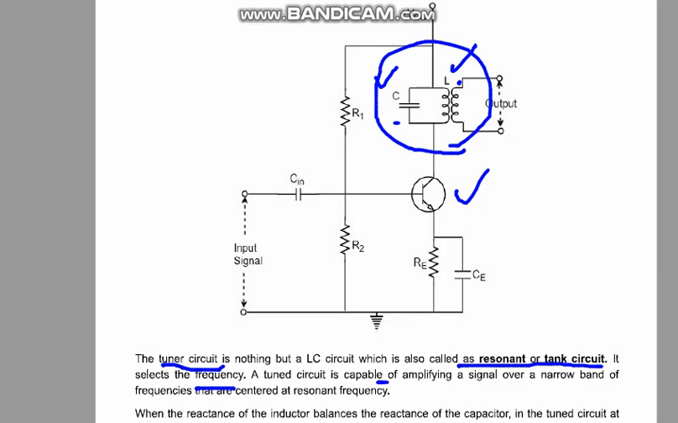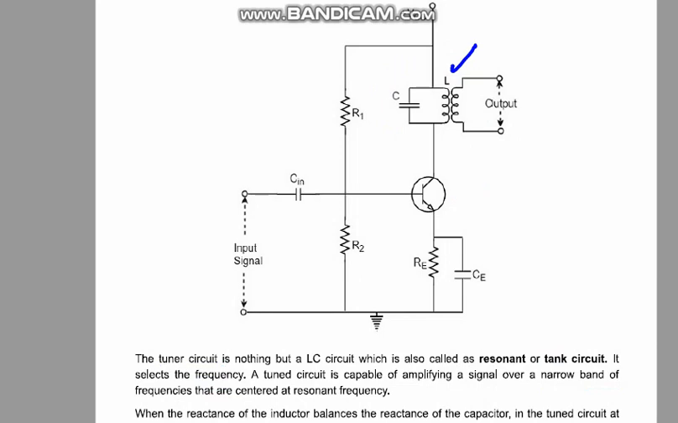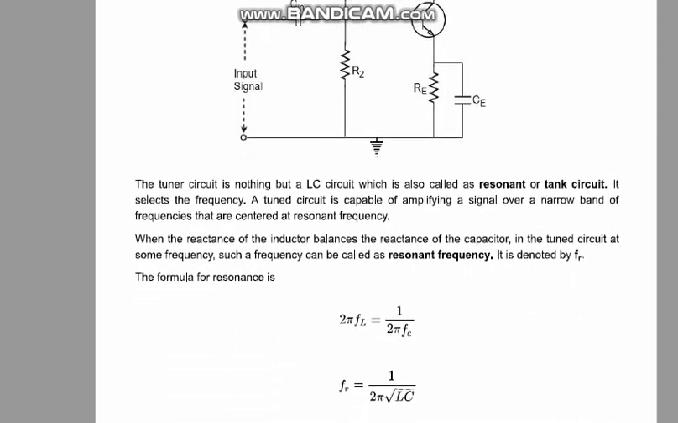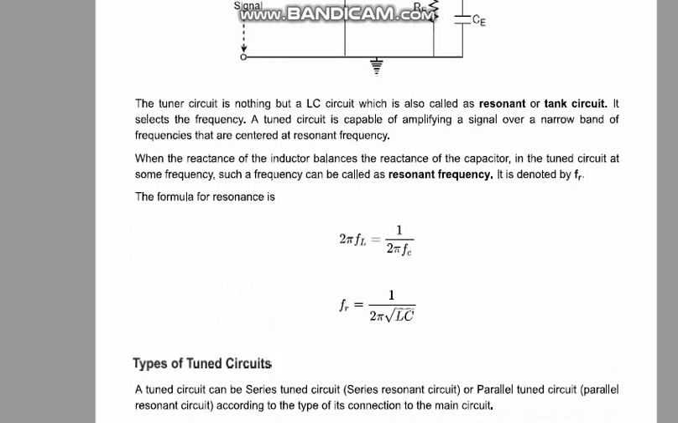And a tuned circuit is capable of amplifying a signal over a narrow band of frequencies that are centered at the resonance frequency, as we know from our previous lectures. So that is the basic circuitry of a tuned amplifier. Now coming back to the point, in this part, there are two important equations.